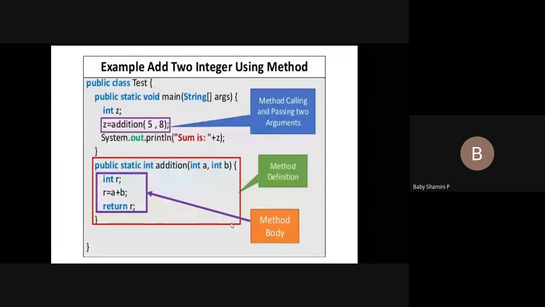Once the controller reaches this line, it moves to the function definition or method definition. Method definition is public static int addition, int a, int b. So first one is the calling function passing arguments 5 and 8. Next one is the method definition. It contains the method body, that is integer r equal to a plus b, return r. This is function with argument with return value. We are passing the argument, and in the function definition we return r to the main function.